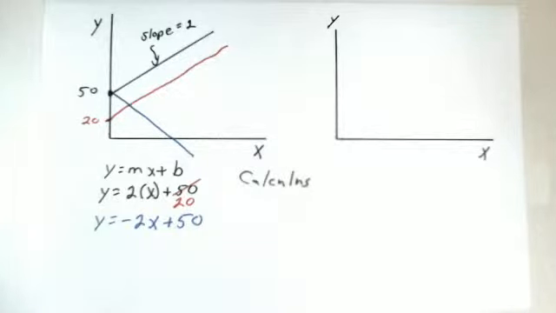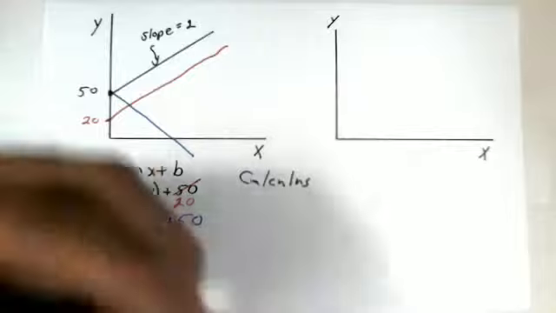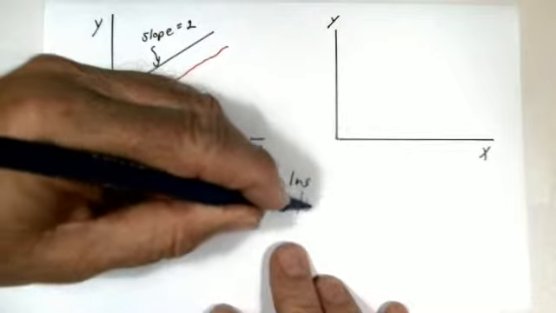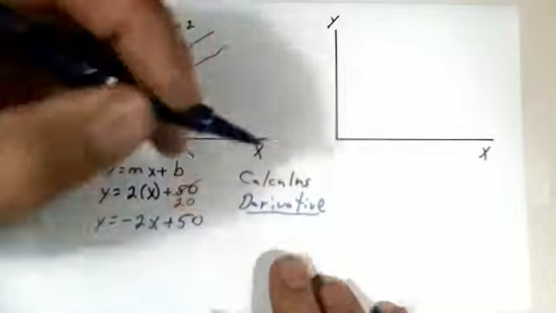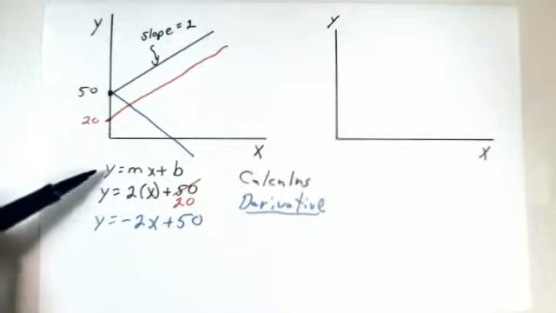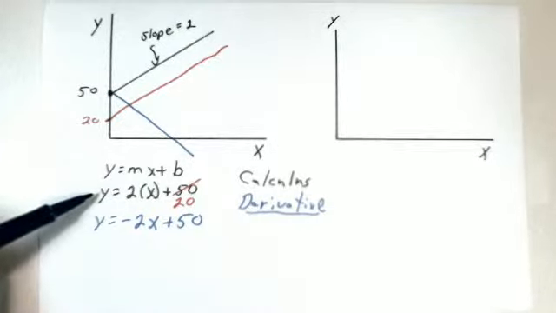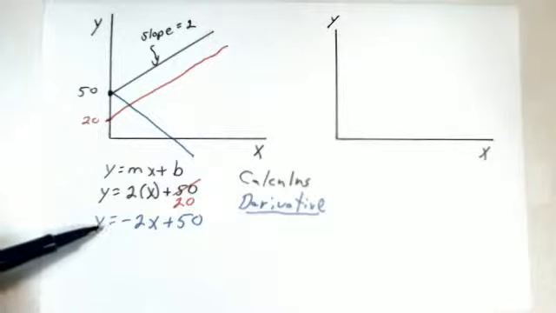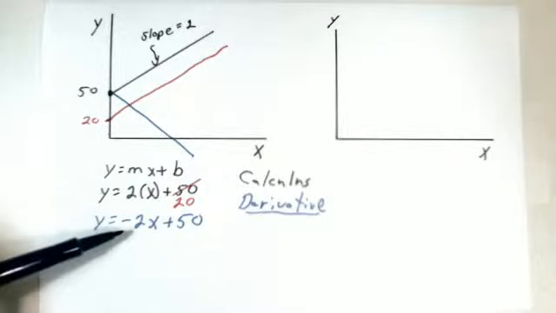In each case, you were finding the slope of the line. And in calculus, the word we use for slope is a derivative. The derivative of something is just an equation that describes the slope of the original equation. So in these two equations, the slope is, in this case, 2, so the derivative of this equation is 2. And in this case, the slope is minus 2, so its derivative is minus 2.